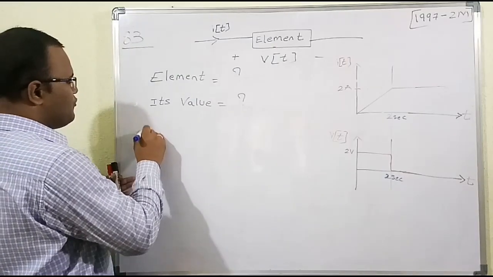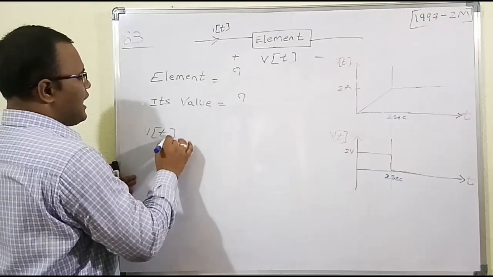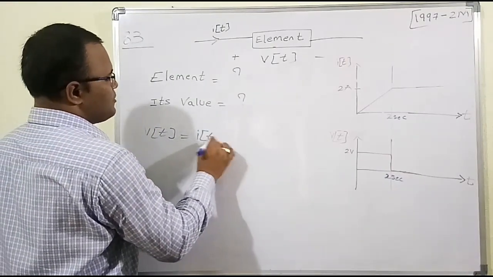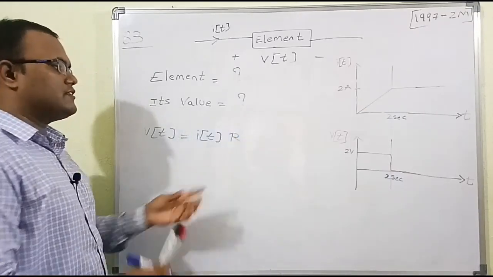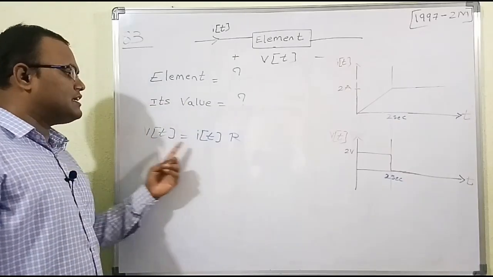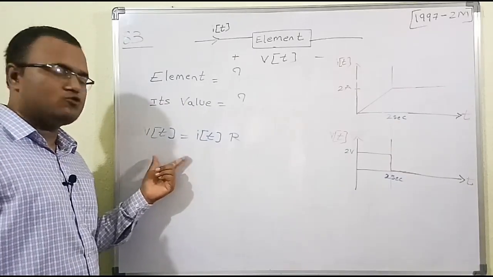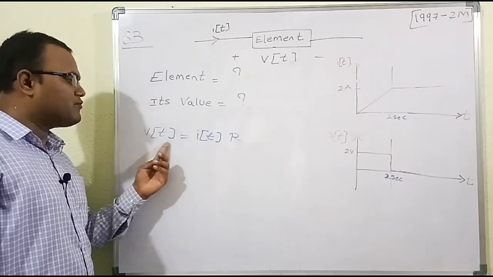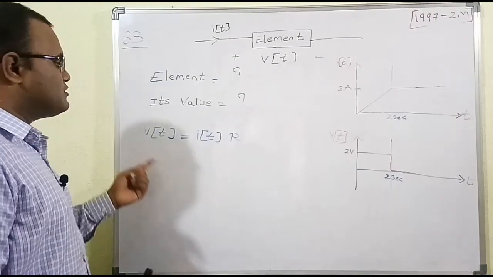For a resistor, V of t is equal to I of t into R, because R, the resistance of a resistor, is always constant, but the voltage and the current are dependent on time. So I have given the expression V of t is equal to I of t into R, which is of a time varying nature.